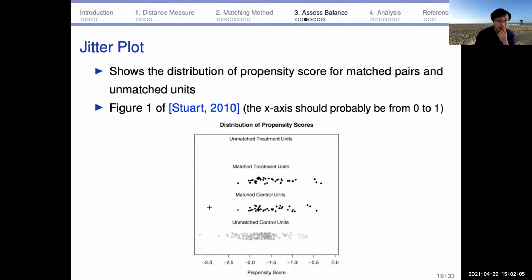And what this graph is showing us is these are the treated individuals that got matched. These are matched control units, each to each. And then there are some unmatched control units and their propensity score distribution. It is usually the case that the unmatched control units will have a smaller propensity score, because treated individuals usually have larger propensity scores, controls have smaller propensity scores, and the controls with larger propensity scores got matched.